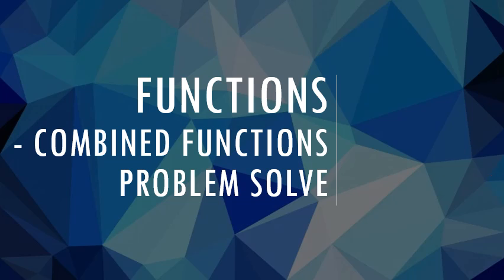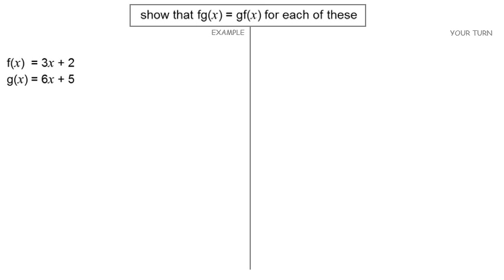In this video, we're going to look at a couple of different common problems with combined functions. The first one here just turns out to be fairly straightforward practice. Now, we need to show that f of g of x is equal to g of f of x for each of these. Okay, I'll do an example, chance for you to do your turn, and then I've got some which build in increasing difficulty for you to practice with.